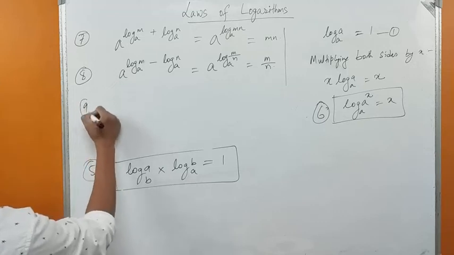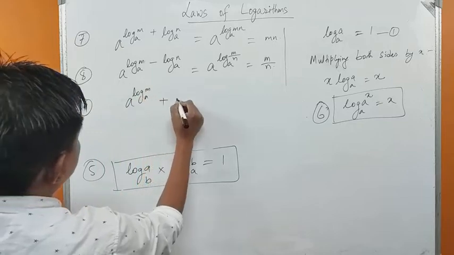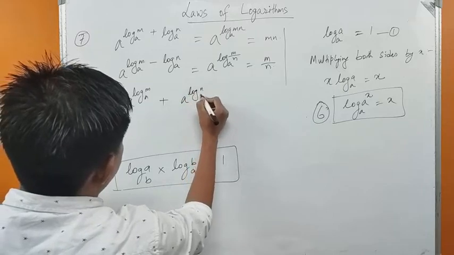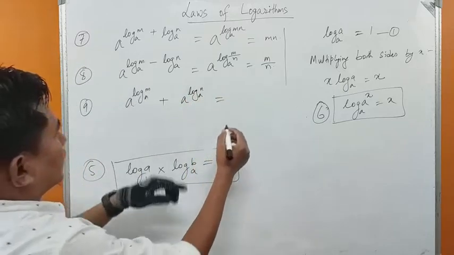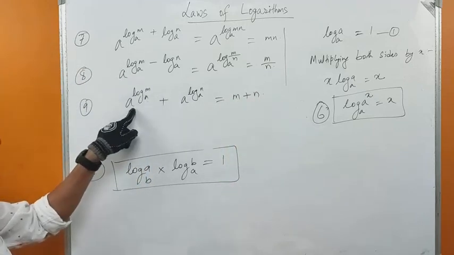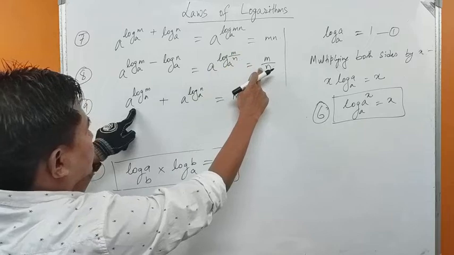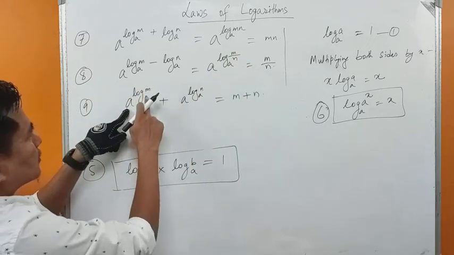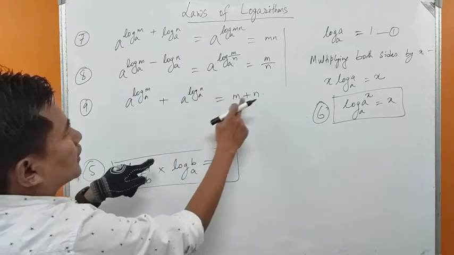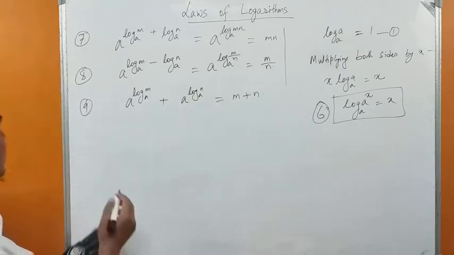Now rule number 9. a to the power log m to the base a plus a to the power log n to the base a equals m plus n. Okay, because a to the power log m to the base a is m, isn't it? Same thing, a to the power log n to the base a is n. So m plus n, isn't it? I hope you are getting me. This is the 9th rule.